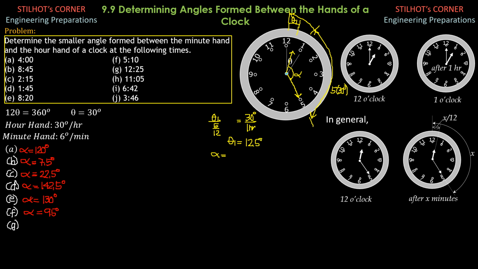Therefore, alpha is 5 times 30 degrees minus 12.5. 150 degrees minus 12.5 is 137.5. So alpha is 137.5 degrees. So next, we proceed to part H.